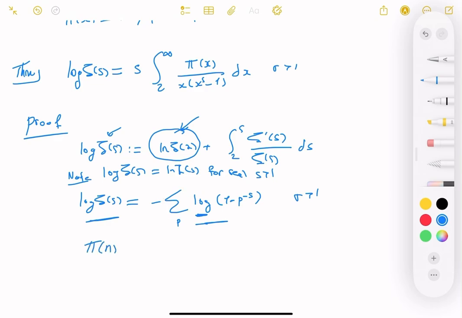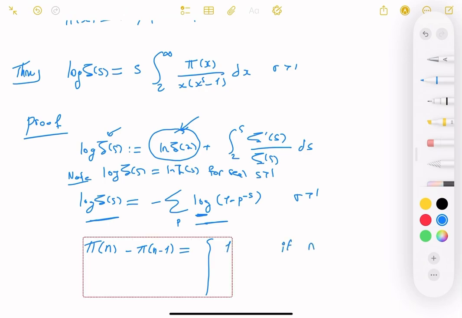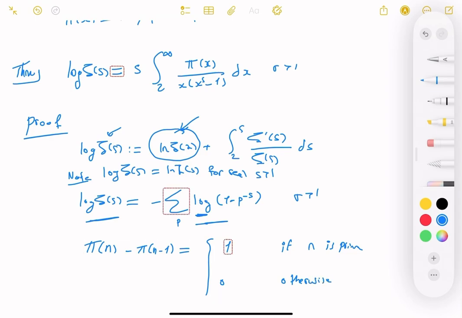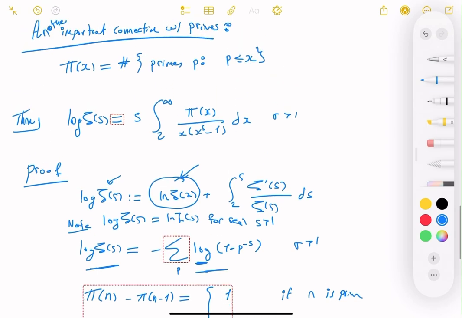If you look at pi of n minus pi of n minus 1, it plays the role of the indicator function of primes. So this is 1 if n is prime, and 0 otherwise. Why is that? Well, that's immediate by the definition.